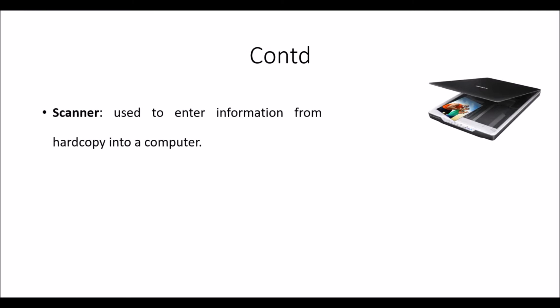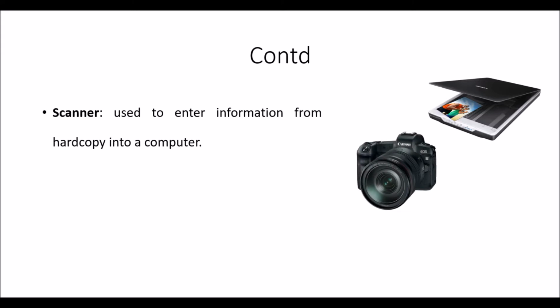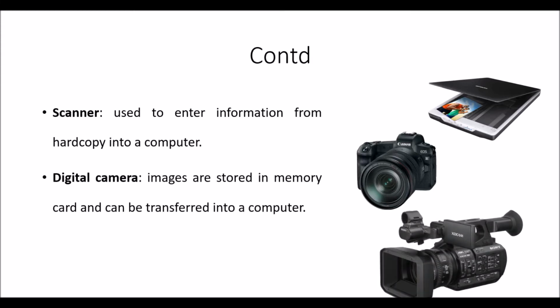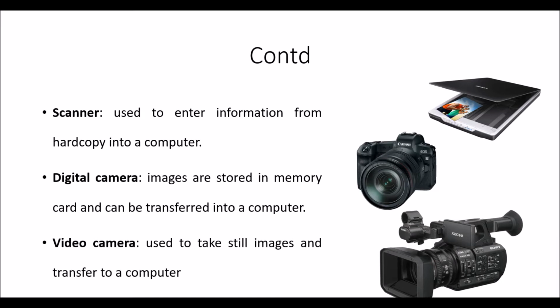Now, another device you're supposed to know here is this, and this is a scanner. We use it to enter information from hard copy into a computer. What about this? Of course, you know this. This is a digital camera. So images are stored in a memory card and can be transferred into your computer. And this one is a video camera used to take still images and transfer to a computer.